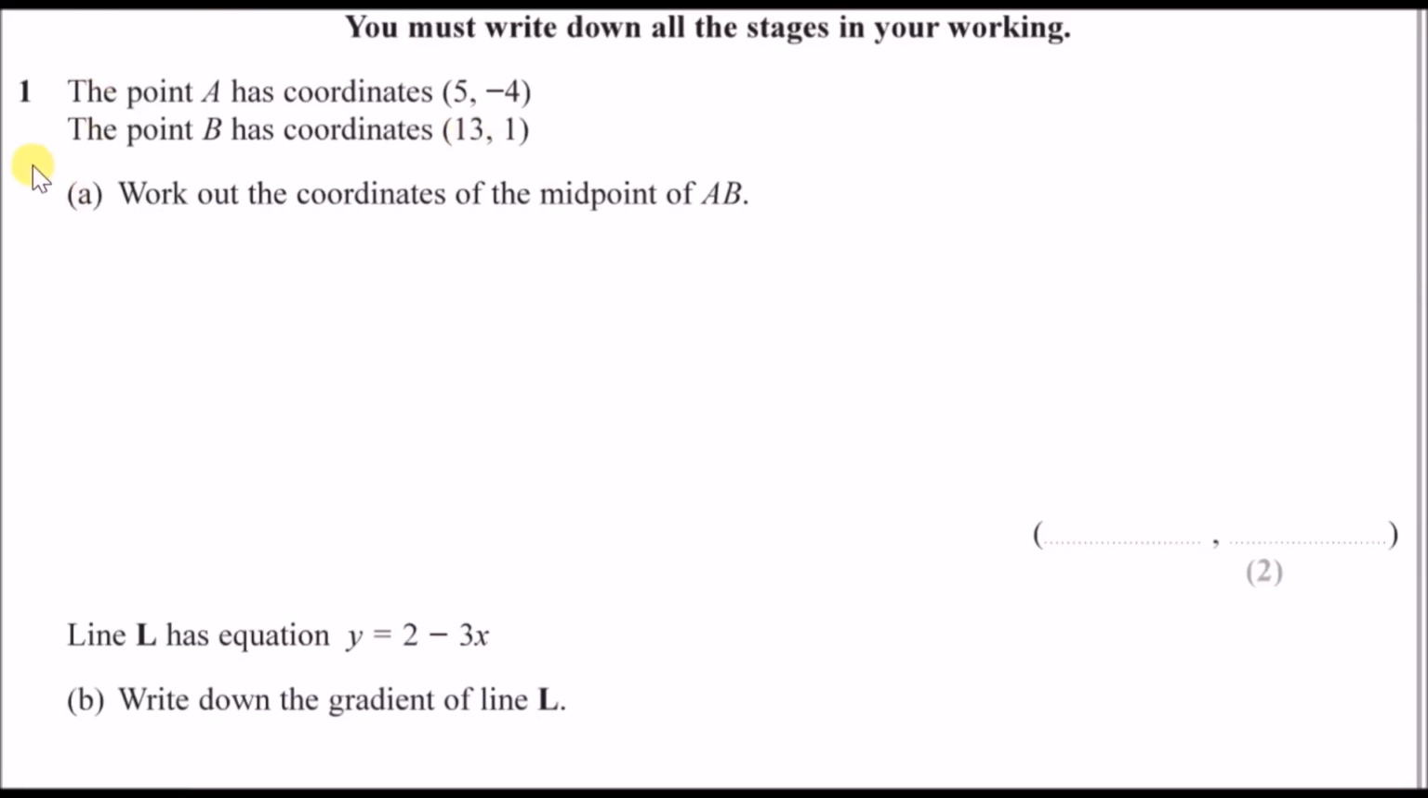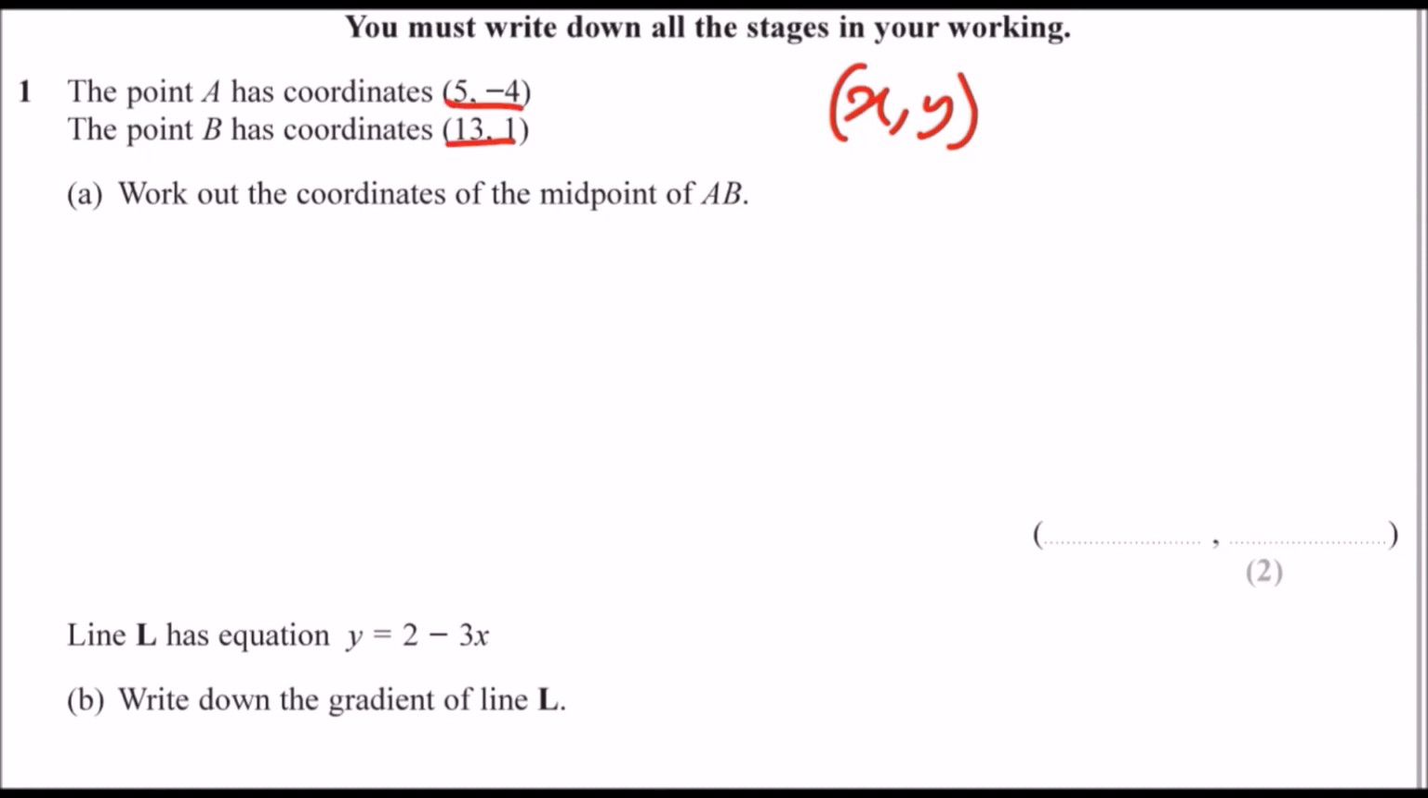Now it tells us that point A has coordinates 5, minus 4 and point B has coordinates 13 and 1. Just a quick recap, guys: the coordinates are always in the form x and y, where the first position is x and the second position is y. Now in part A, they want us to work out the coordinates of the midpoint of AB. In other words, the halfway value of these 2 points.